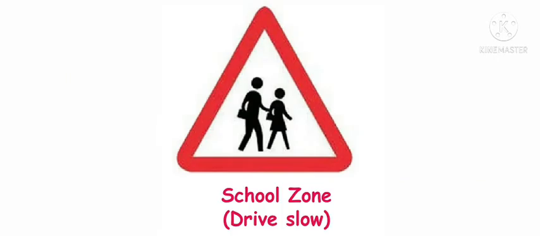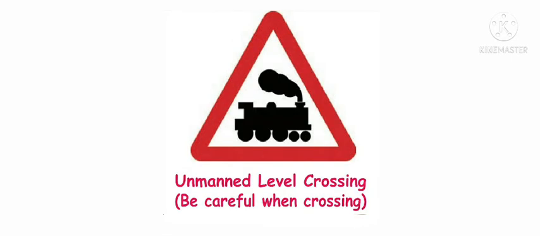Let us learn some common and important road signs. We see many different signs on the roadside. So let us find out what the symbols mean. The first one is school zone. That means in that place you have to drive very slowly. The next one is unmanned level crossing. That means you have to be very careful while crossing.